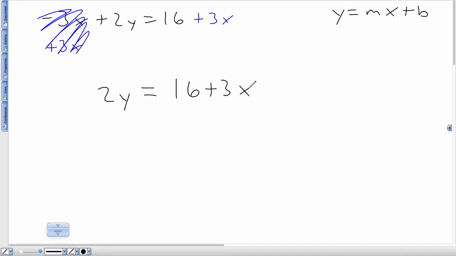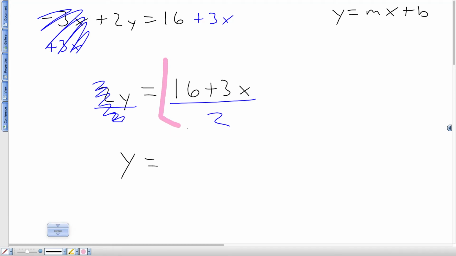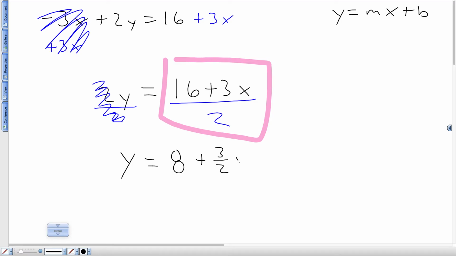Now my job is to get rid of the 2. And since it's multiplying here, I am going to divide both sides by 2. When I do, that cancels out and leaves me with y is equal. And like I said earlier, this whole thing is distributive property. So I'm going to take 16, divide by 2, and I will get 8. And then I'm going to do 3 divided by 2, and I'm going to get 3 halves x. And what we've done, as I showed you, is we've actually put that equation in slope-intercept form. I'll give you another one.